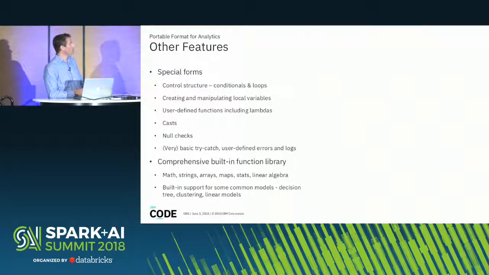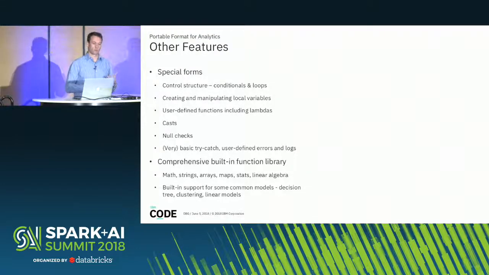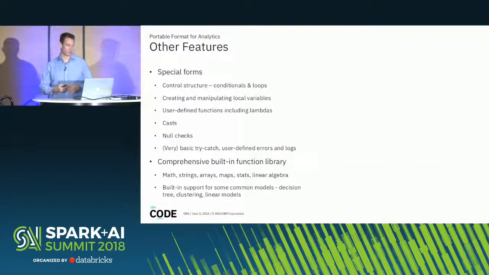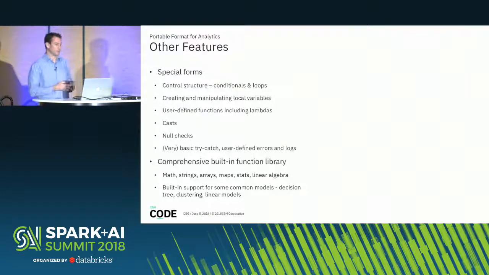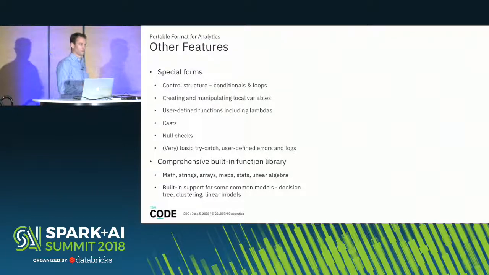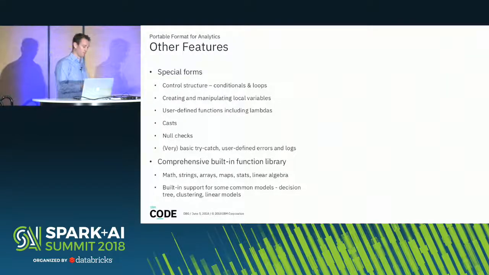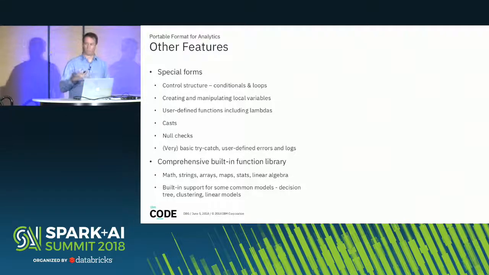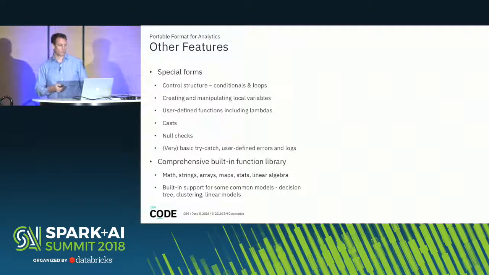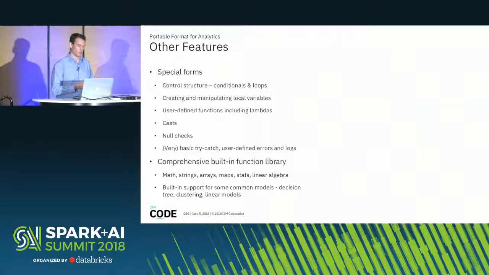Some of the other features of PFA is this concept of special forms. So you have effectively language constructs, control structures, conditionals and loops. You can create and manipulate local variables. You can have user-defined functions, including anonymous functions, cast, null checks, and some very basic error logging and exception handling. And importantly, a comprehensive built-in function library. We saw an example of that earlier, but this covers linear algebra, strings, array, and map manipulation, mathematical functions, and some built-in convenience functions for common models, for example, clustering, linear models, trees.